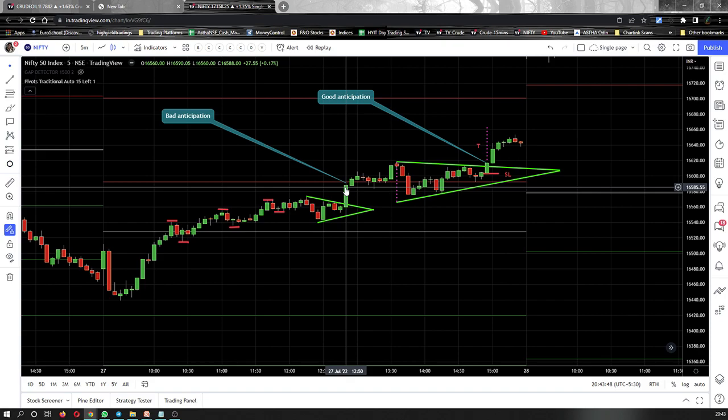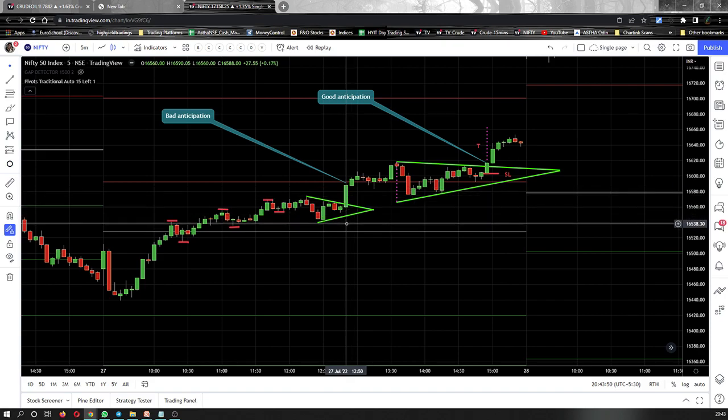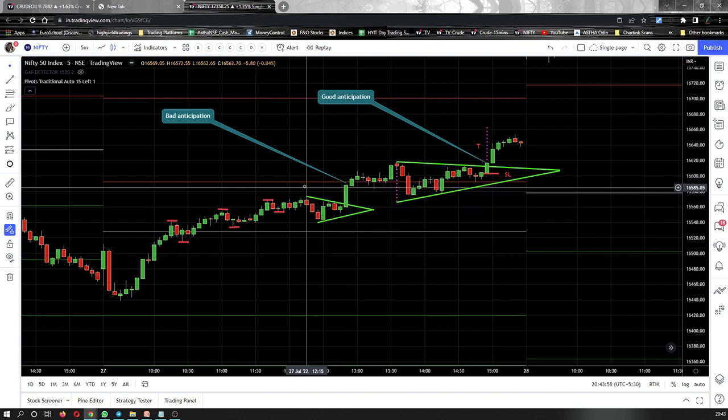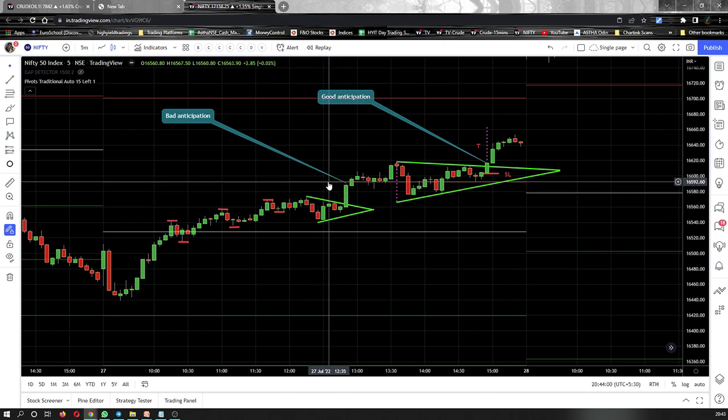Now let me answer this question. If I were in this situation, I would never initiate a buy position. Why? The answer is simple. Because I clearly see the R1 line here, and that might work as a resistance.